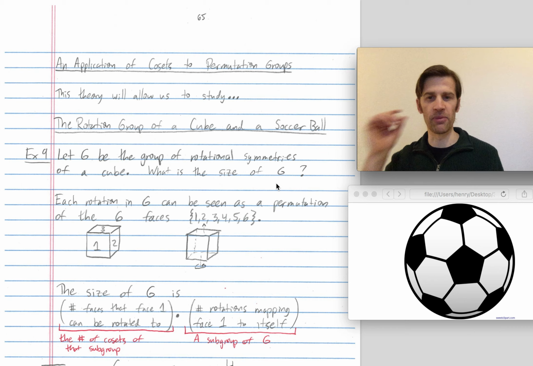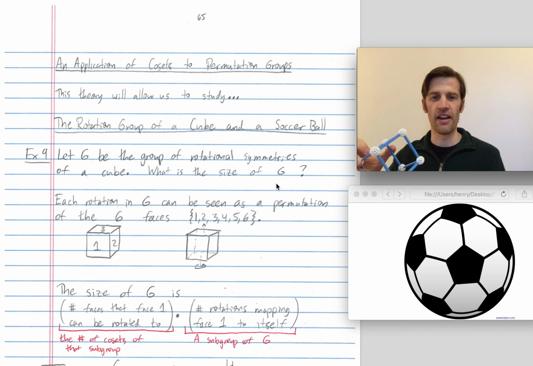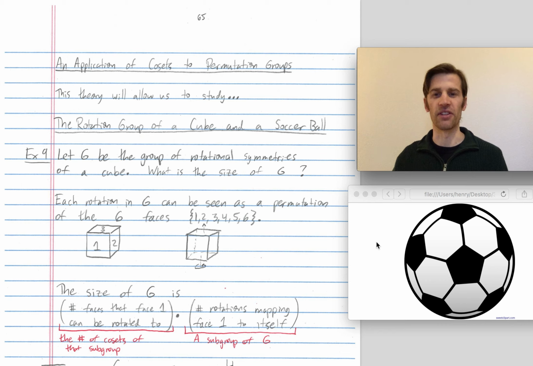Okay, so the two examples we'll do are the rotation group of the cube and the rotation group of the soccer ball, as I have drawn here. We'll count how many rotations there are mapping the cube to itself or mapping the soccer ball to itself. So this analysis won't describe the exact group structure, but it'll tell us the size of the group.